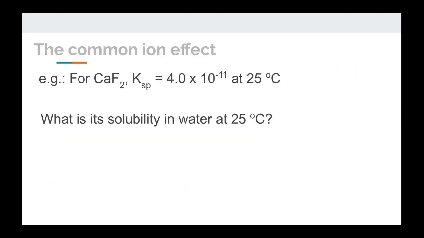Let's do another one, and this will be the setup for learning about a concept called the common ion effect. Here we have a Ksp value at 25 degrees C, and we want to know the solubility in water at 25 degrees C.